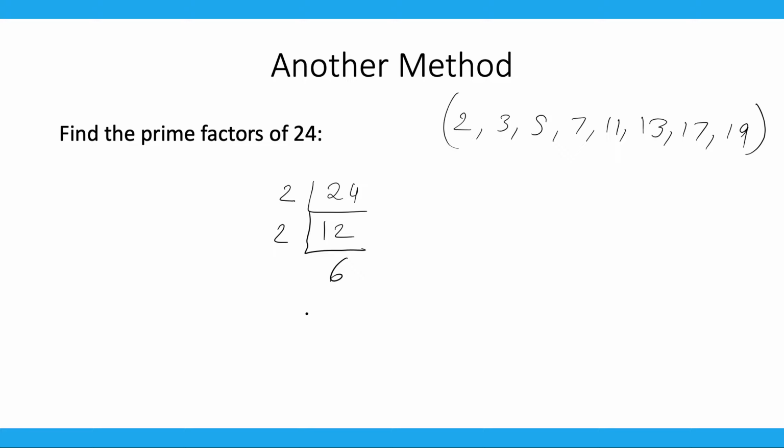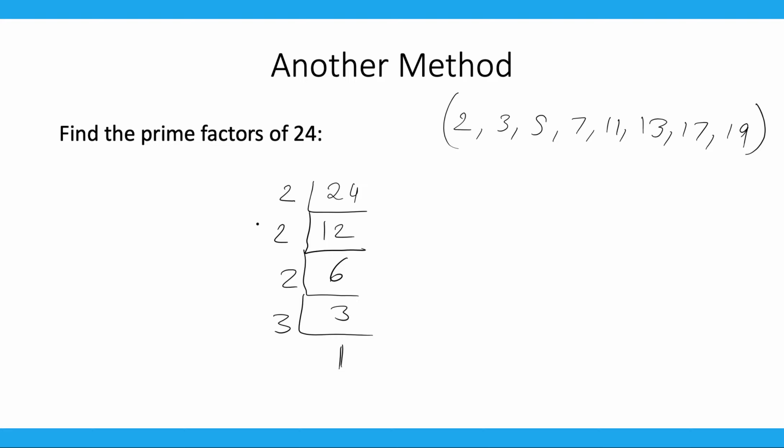Now we have 6 left. Does 6 go into 2? Yes, it does. It still goes into 2. So let's divide it by 2 again. We have 3. Does 3 go into 2? Unfortunately, it doesn't. So we need to get the next lowest prime number. Does 3 go into 3? Yes, it does. So we can divide by 3 all the way until we come to 1.